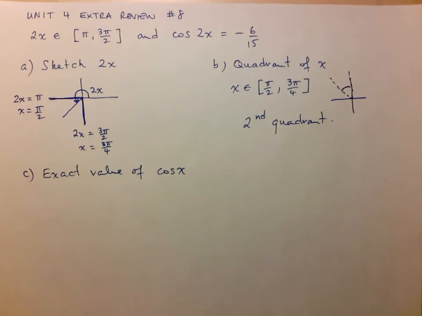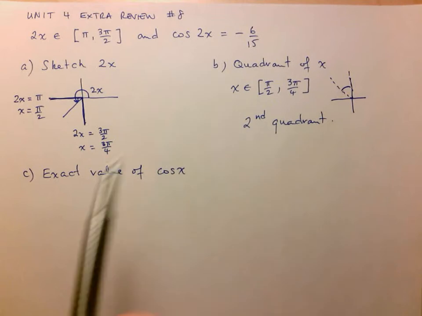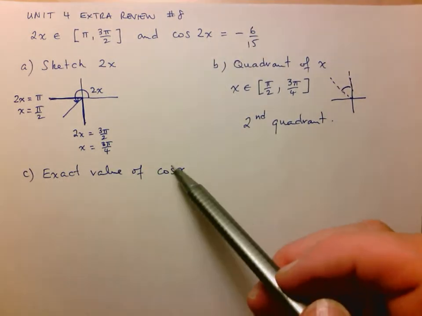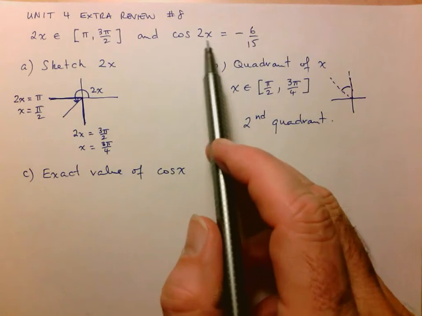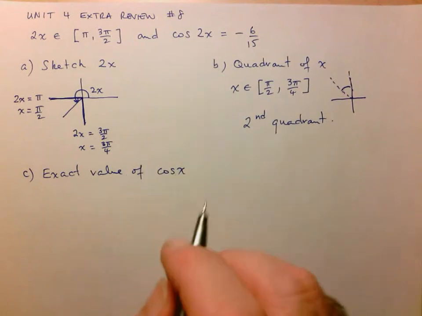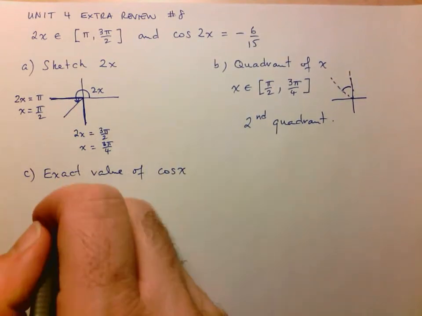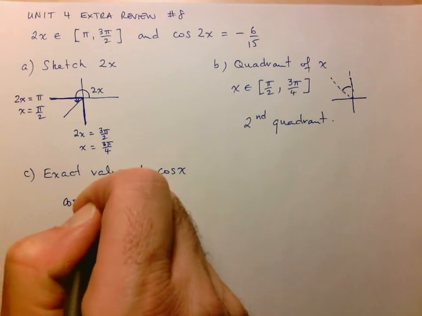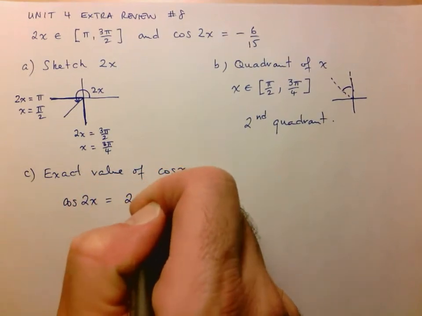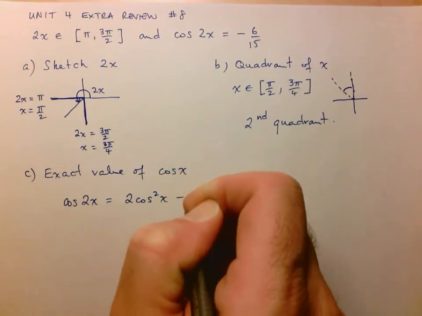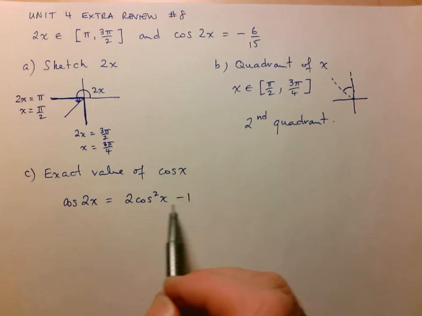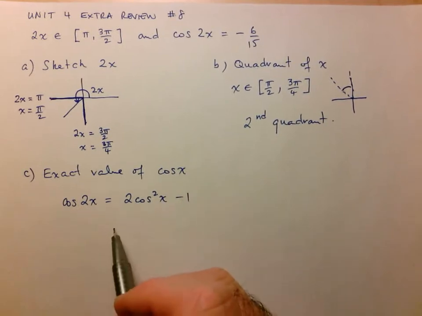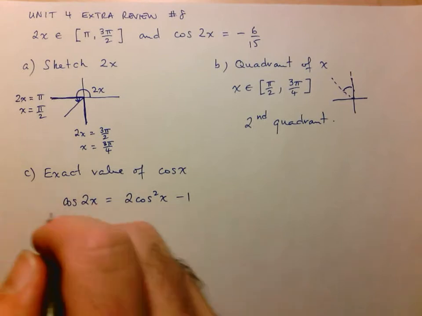Now, the last thing they want us to determine is the exact value of cos x, but they give you information about cos 2x. So you have to determine, is there a relationship between cos x and cos 2x? And there is. It's using one of the double angle formulas. Here, because I'm looking for cos x, the double angle formula I'm going to use is cos 2x is equal to 2 cos squared x minus 1. Had I been looking for sine x, I would have used cos 2x equals 1 minus 2 sine squared x. But I know what cos 2x is equal to.